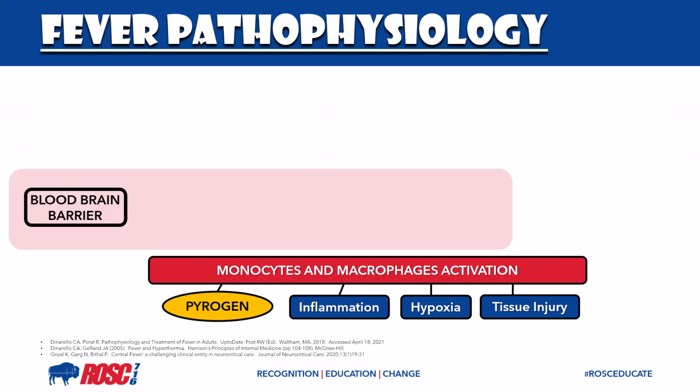Let's expand on fever pathophysiology just a bit. First, we start out with a pyrogen. And what is a pyrogen? It's any substance that triggers a fever. So this could be a bacteria, a virus, a fungus. These pyrogens activate white cells, monocytes, macrophages.